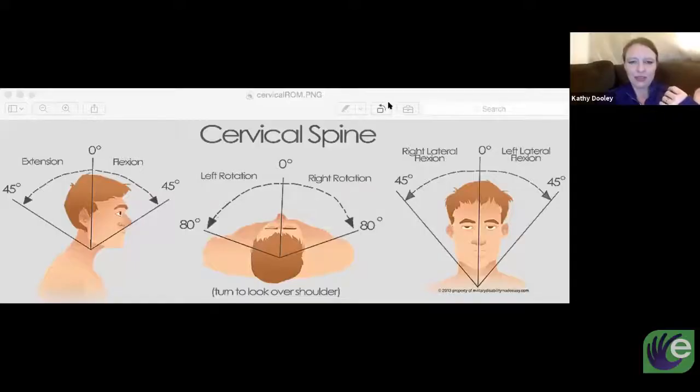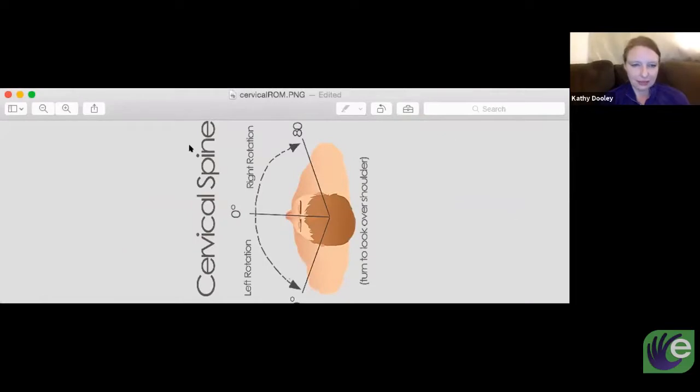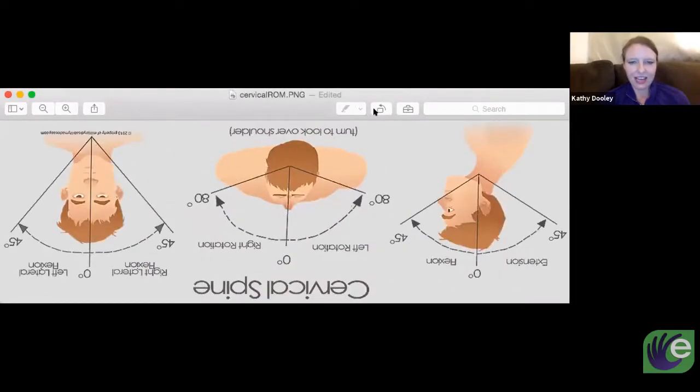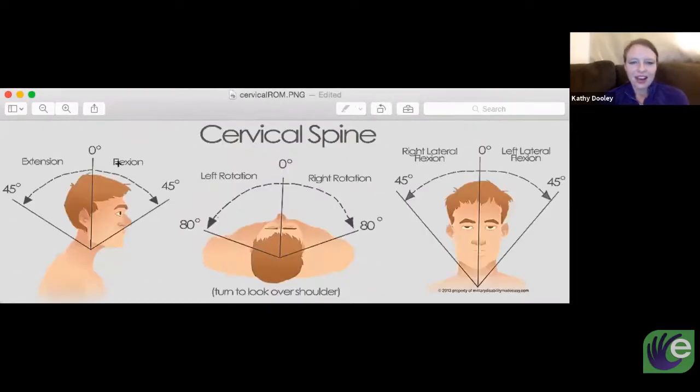This is probably something you've seen a lot, right? And I just accidentally turned that, sorry. There we go. You've seen flexion should be somewhere around 45 or so. Extension should be like 45, 55. And then you've said, okay, rotation should be like 80 to each direction. You've seen these arbitrary numbers, right? And the lateral flexion should be 45, 45.